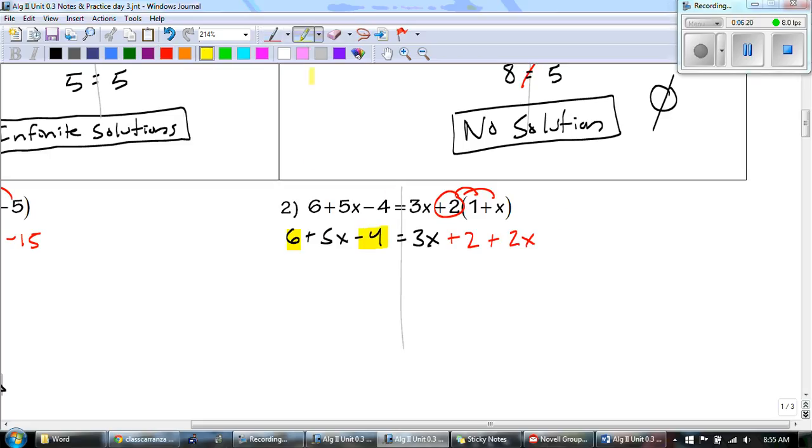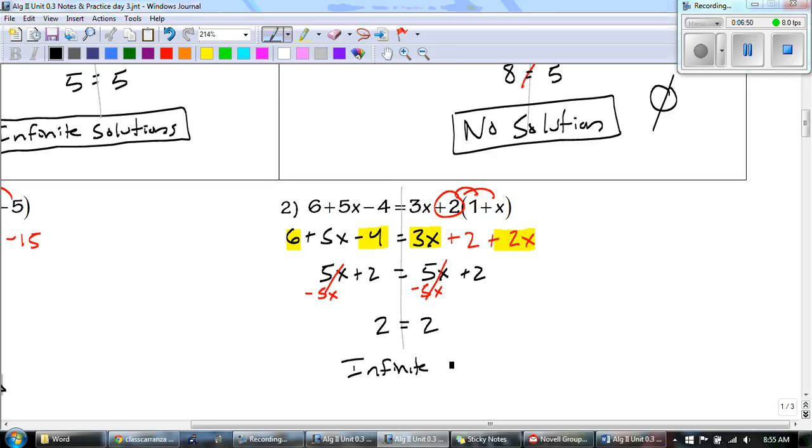Okay, let's combine like terms. We get 5x plus 2 equals, and on the right side, 3x plus 2x is 5x plus 2. So remember, get the variable to one side first. I get 2 equals 2. I'm left with a true statement. So my answer is infinite solutions.